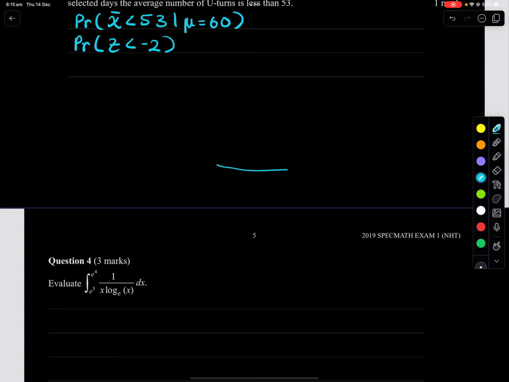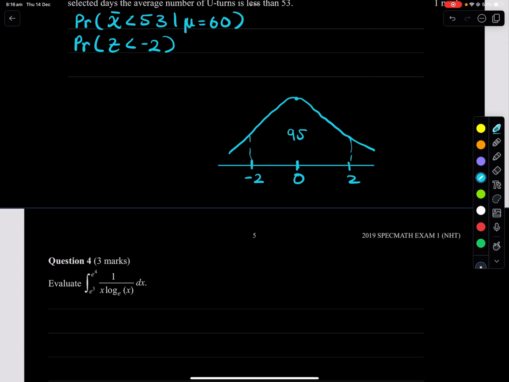Now that's easy. If you remember drawing a normal distribution, let's say this is your mean, which in terms of Z is 0, and if this is negative 2 and this is 2, we know that this here is 95%. And what does that mean? It tells us that the other parts are both 0.025. So if we want Z to be less than negative 2, which is this part over here, that is 0.025.